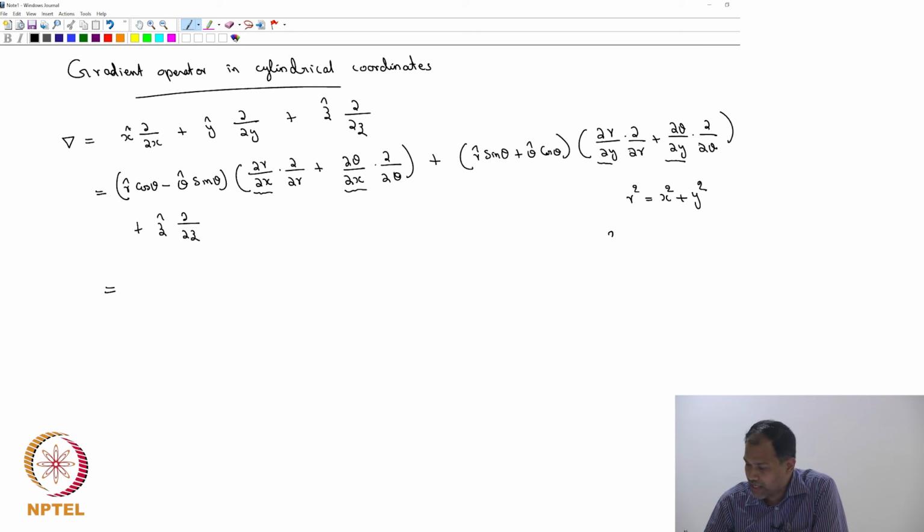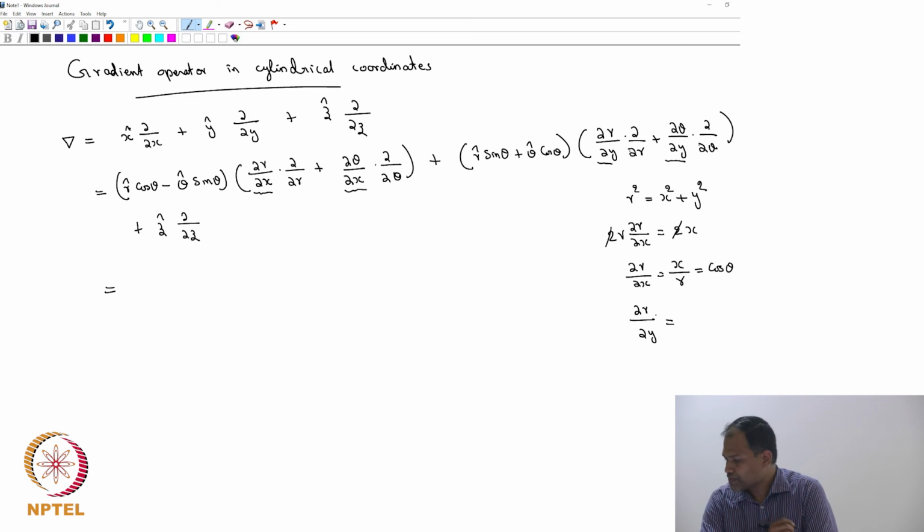Therefore, if I want del r by del x, 2r del r by del x is equal to 2x, or del r by del x is equal to x by r, and x by r is cosine theta. What is del r by del y? Sin theta.